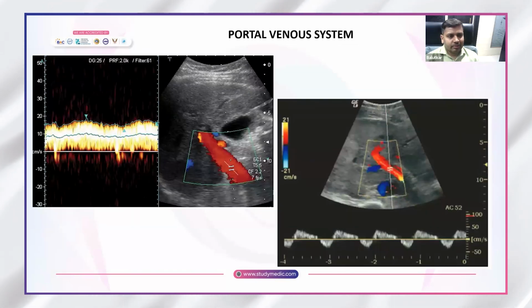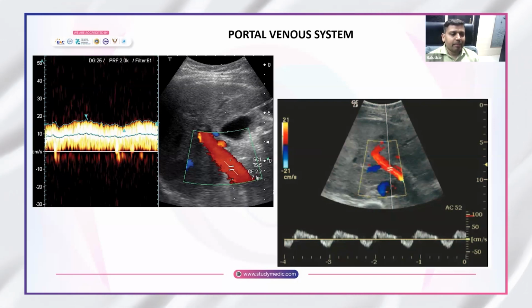So normal portal vein will have a hepatopetal flow, that is, the flow will be towards the liver parenchyma. You have to compare it with the hepatic artery. As the hepatic artery will always be flowing towards the liver parenchyma, if you put the color Doppler on the portal vein and compare it with the hepatic artery, you will be able to decide whether the flow within the portal vein is towards the liver parenchyma or not. A normal portal vein will always flow towards the liver parenchyma.